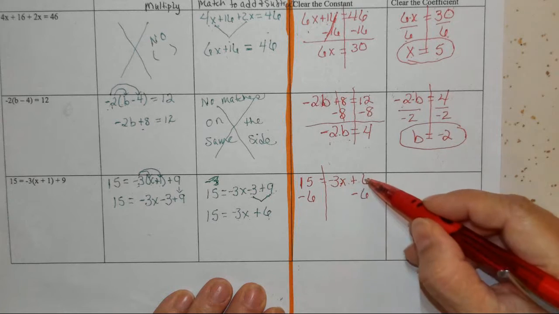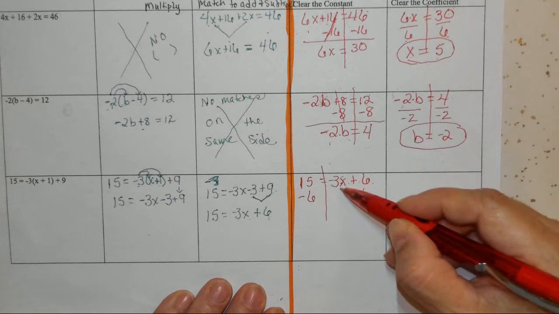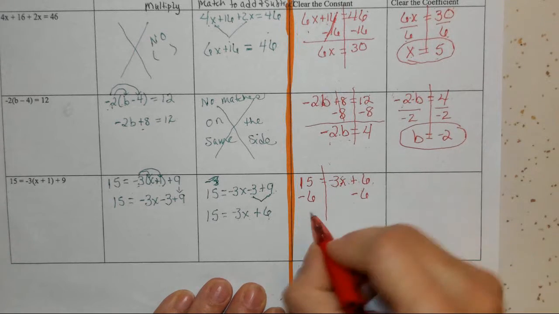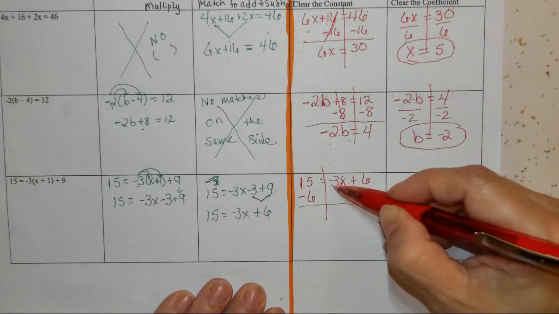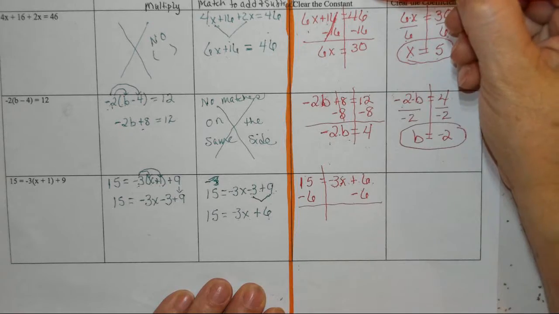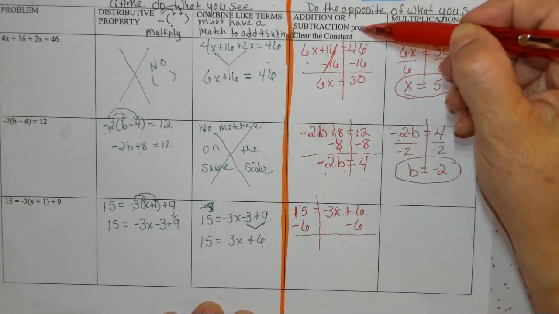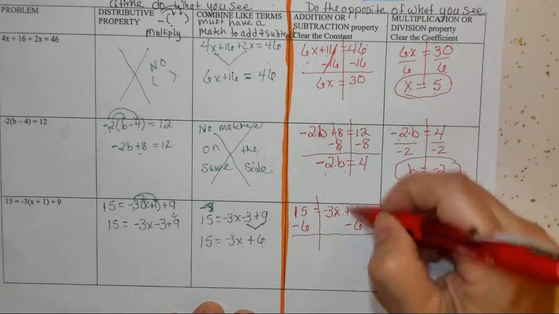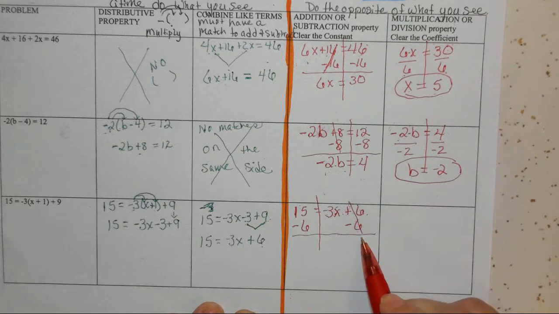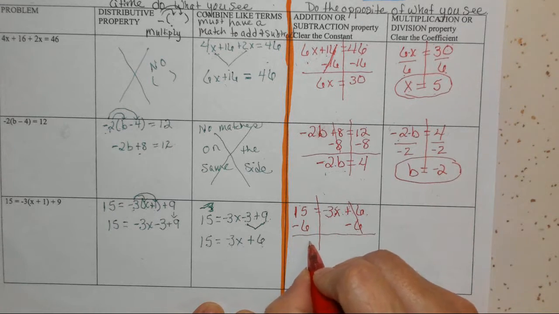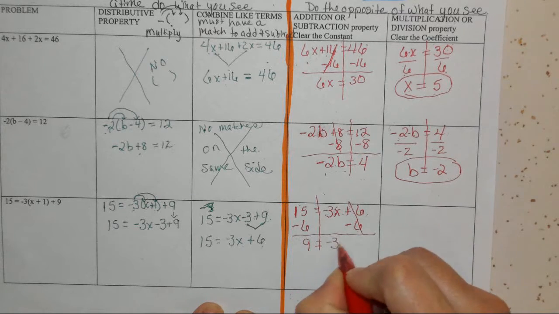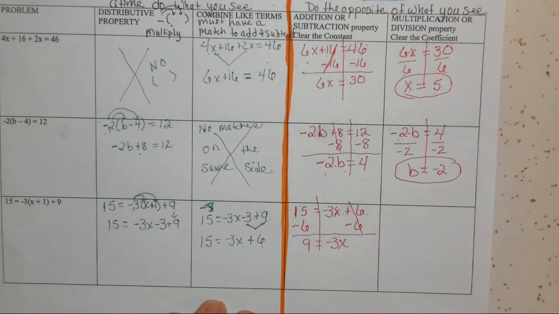So these are the numbers I have to get rid of because this is what I'm trying to get alone. So I'm not trying to get rid of the 15, I'm trying to get rid of the 6 and the negative 3. So with addition and subtraction up here, I can make this 6 disappear by subtracting 6. I do it over here and get 9. And I have used the subtraction property there.